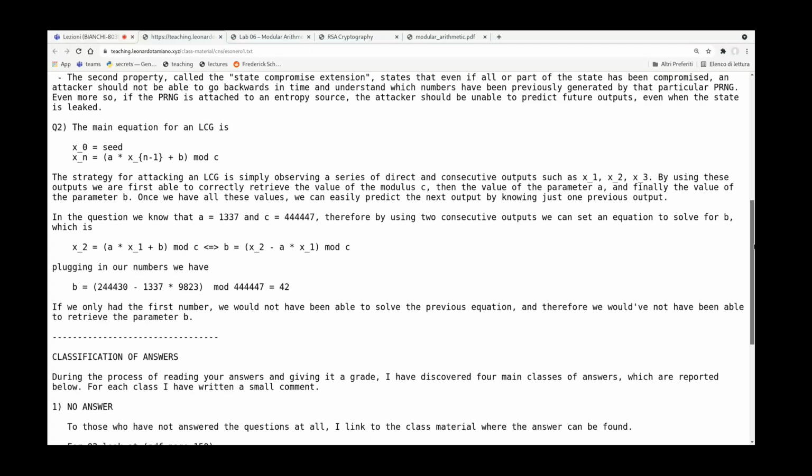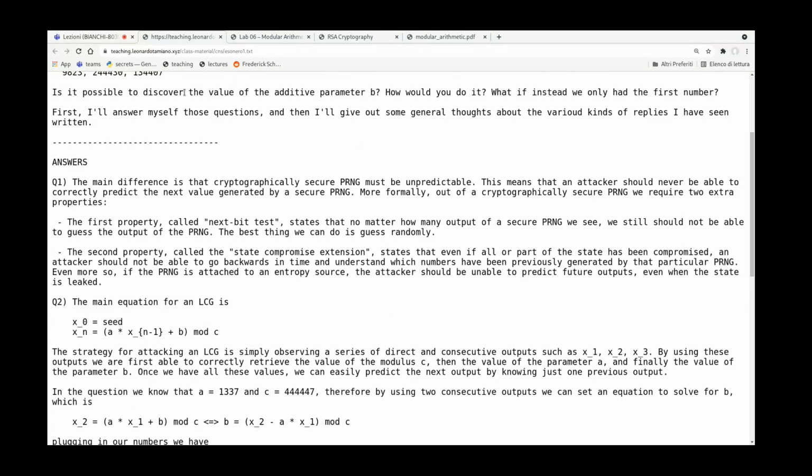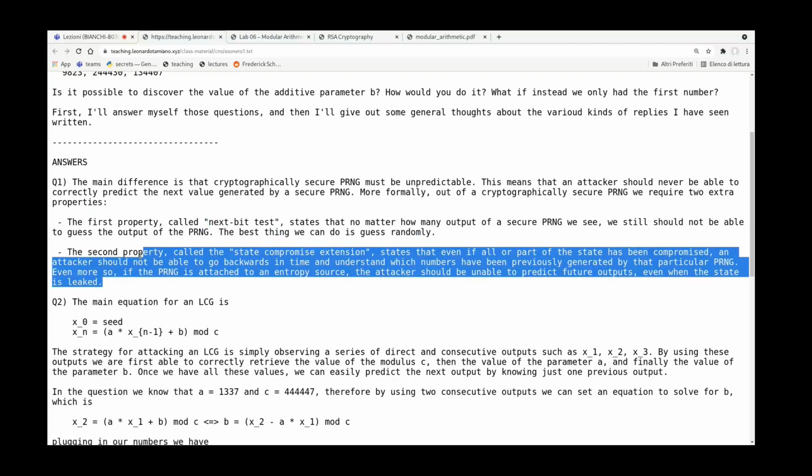With respect to the first question, the answer was pretty general. Simply, they mention predictability. And those who mention the two properties, the next bit test and the state compromise extension, that's good. It means you studied.